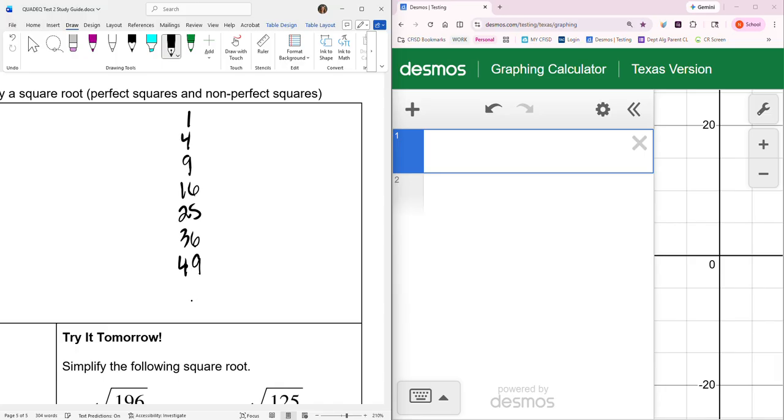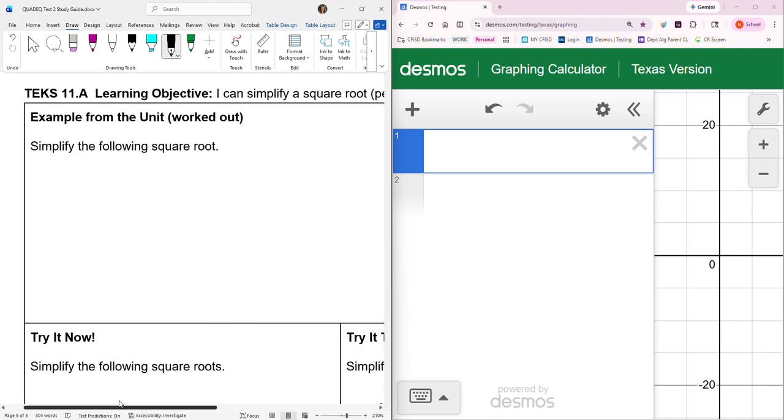7 times 7 is 49, 8 times 8 is 64, 9 times 9 is 81, 10 and 10 is going to give you 100. 11 and 11 is going to give you 121. And 12 times 12 is going to give you 144.